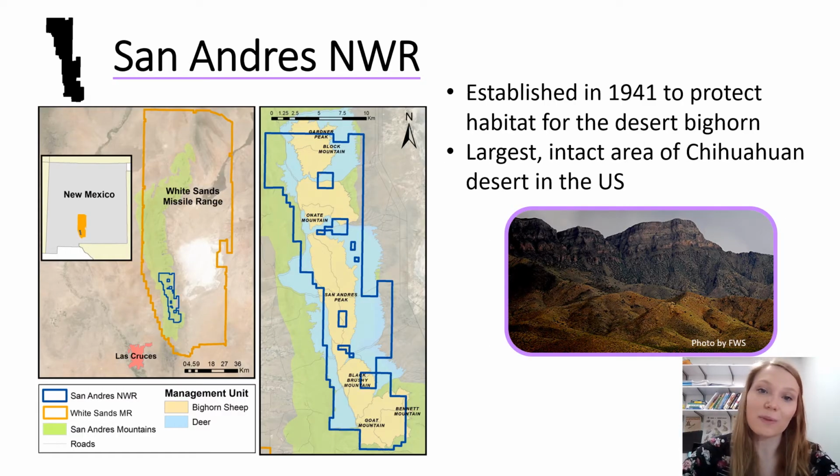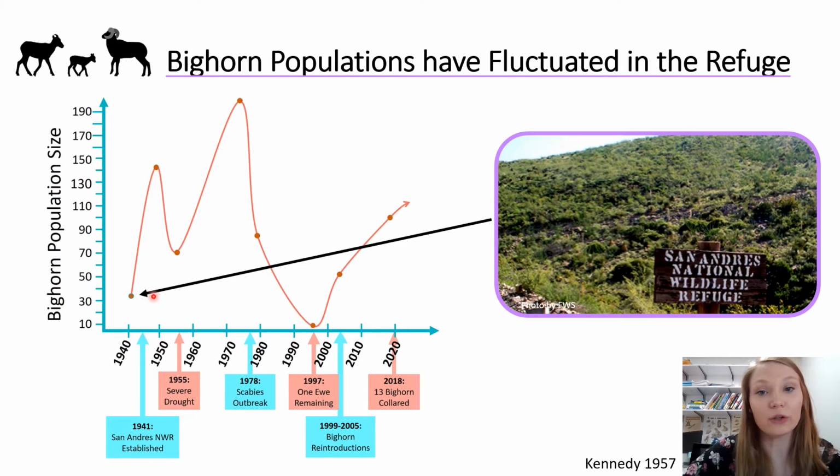I'll get us started with a bit of background about the San Andres National Wildlife Refuge. This refuge was established in 1941 to help conserve and protect the bighorn in the San Andres mountain range near Las Cruces, New Mexico. The range spans the southern portion of the San Andres Mountains and is completely surrounded by the White Sands Missile Range. This refuge serves as crucial bighorn habitat as it is the largest intact area of the Chihuahuan Desert in the U.S. Since the establishment of the refuge, the bighorn population in this region has fluctuated greatly.